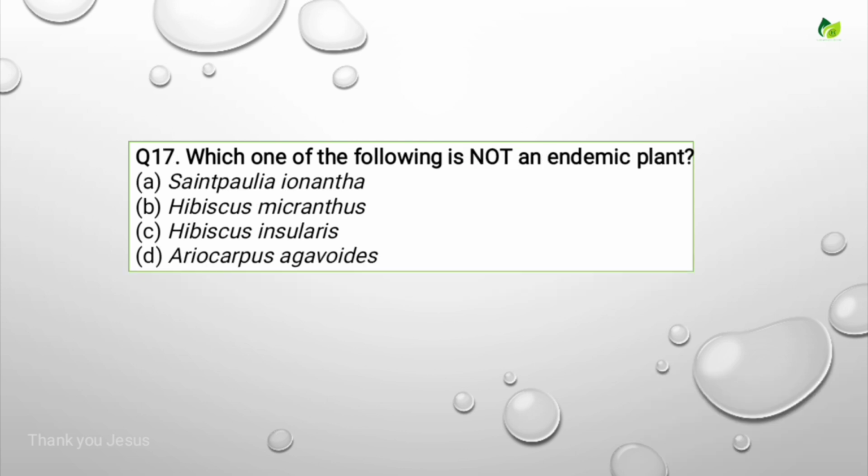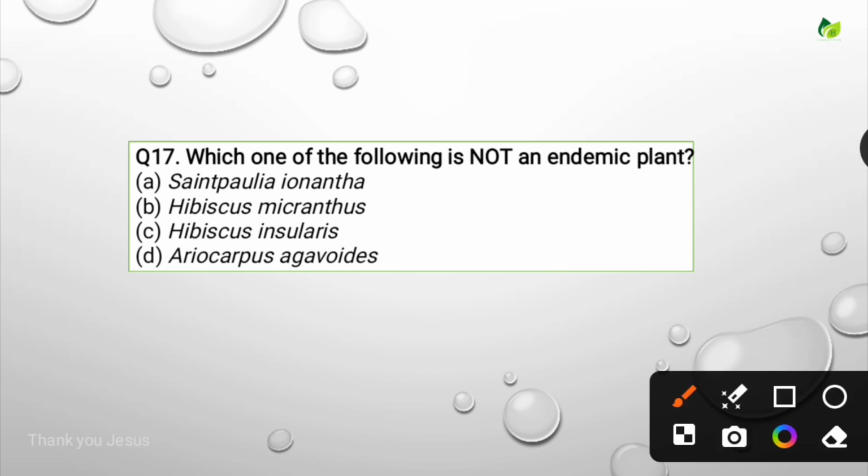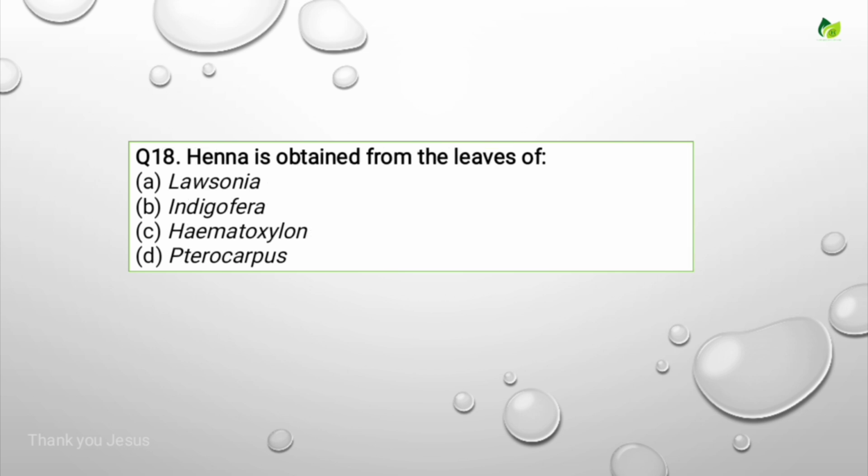Which one of the following is not an endemic plant? Options are Saintpaulia ionantha, Hibiscus micranthus, Hibiscus insularis, Ariocarpus agavoides. For this, the correct answer is Hibiscus micranthus, which is not an endemic plant. Remaining all endemic plants. Let's see the next question.